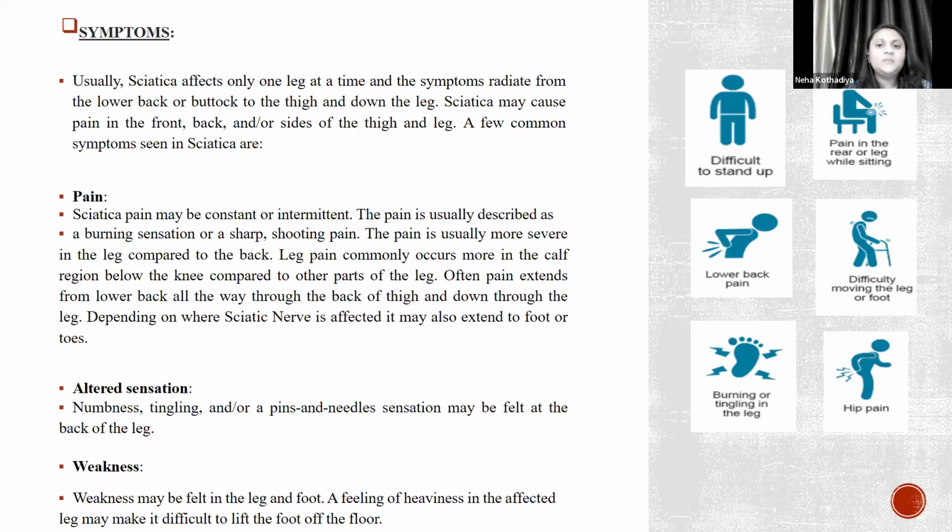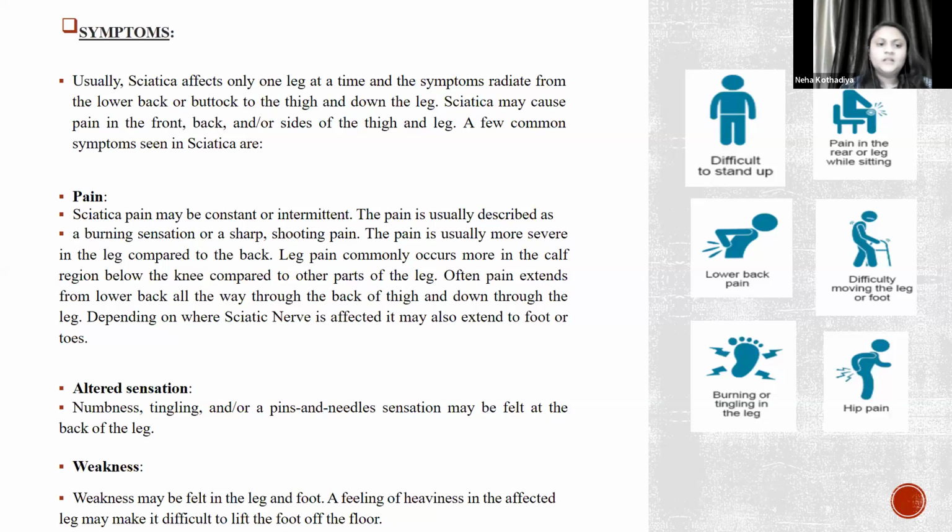The pain is usually more severe in the leg compared to the back. The leg pain commonly occurs more in the calf region below the knee compared to other parts of the leg. So many times patients confuse leg pain with sciatica. Often pain extends from the lower back all the way through the back of the thigh and down through the leg, and depending on the way the sciatic nerve is affected, may also extend to the foot or toes.